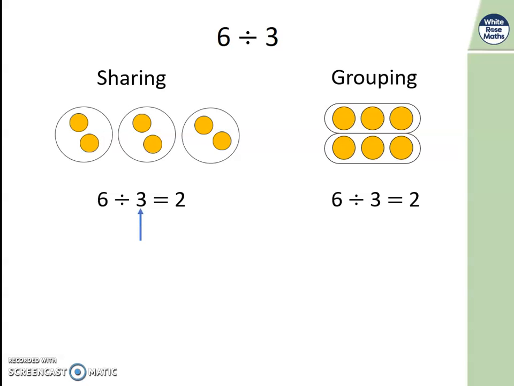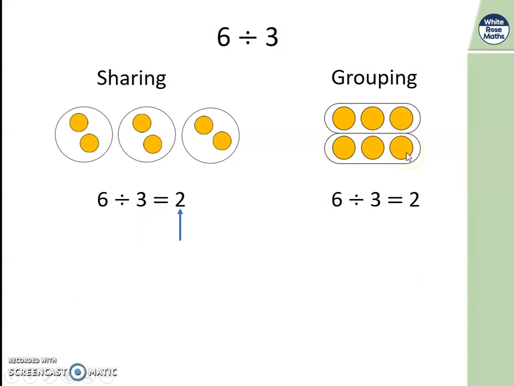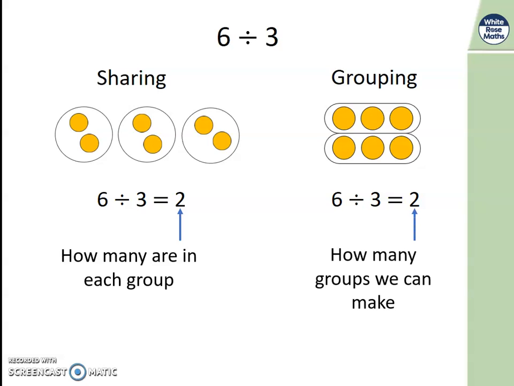So because there's the 3, how many groups are we sharing between? 1, 2, 3 groups. How many in each group? There are 3 in each group. And the answer is always 2, because how many are in each group? There's 2 in each group. How many groups can we make? We can make 2 groups.